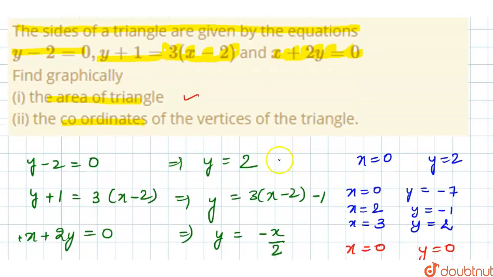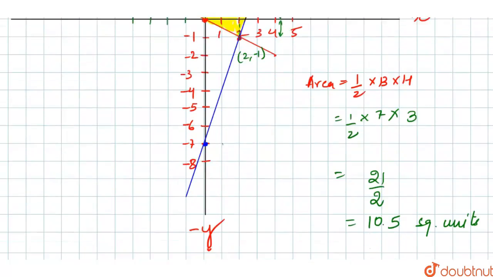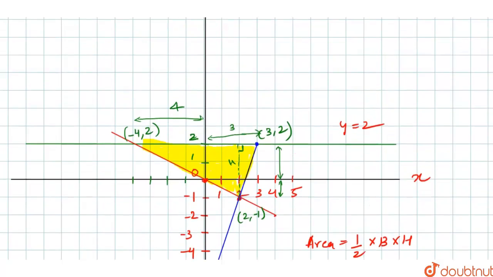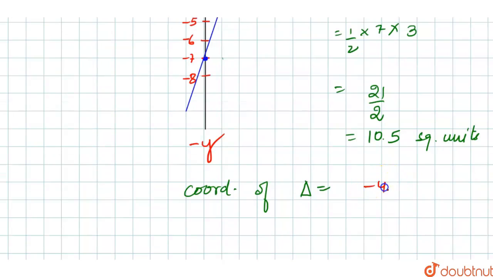And we have been asked the coordinates also. So the coordinates of the triangle are, we can say, minus 4, 2; 3, 2; and 2, minus 1.